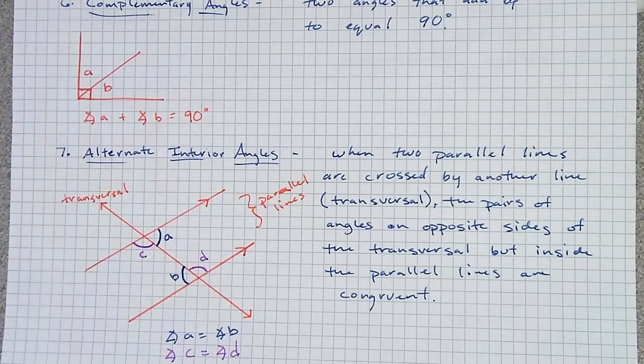So hopefully the picture kind of helps clear some of that up. But anytime you have two parallel lines that are basically being cut by what is called a transversal, opposite sides on the insides of the parallel lines, those angles are congruent. So here, angle A and B, and then C and D.